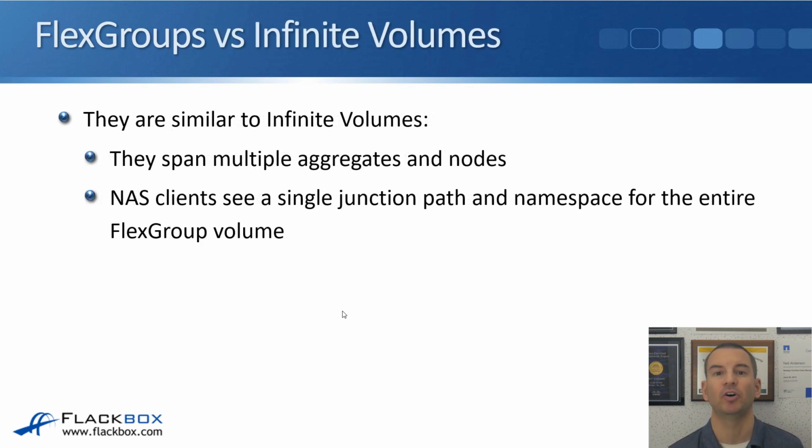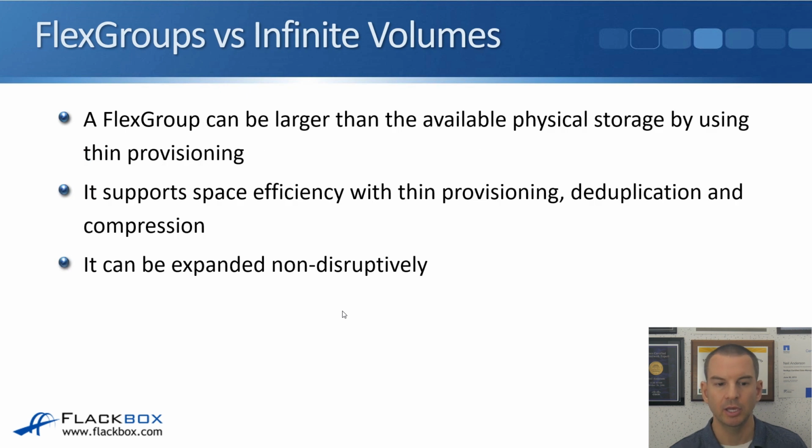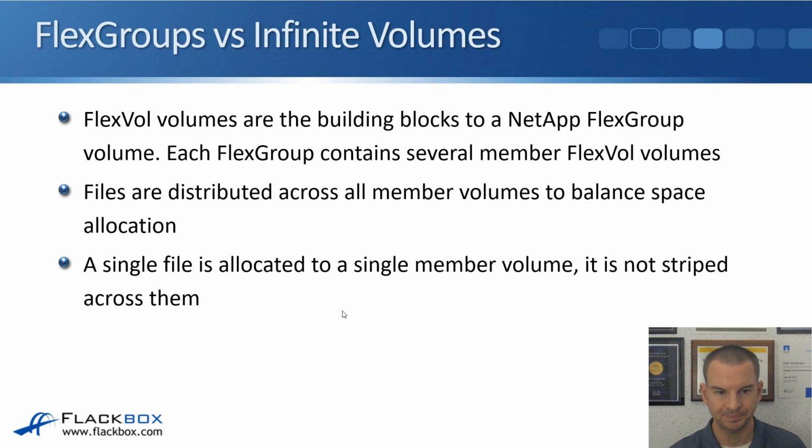And I talked about infinite volumes first because FlexGroups are very similar to infinite volumes. They span multiple aggregates and nodes, so our volumes can be a larger size. And NAS clients see a single junction path and namespace for the entire FlexGroup volume, the same as it worked with infinite volumes. Other similarities. A FlexGroup can be larger than the available physical storage by using thin provisioning. It supports space efficiency with thin provisioning, deduplication, and compression, and it can be expanded non-disruptively. So same as on infinite volumes.